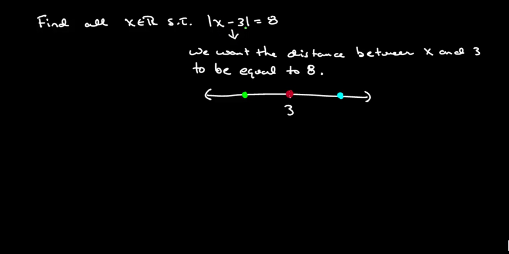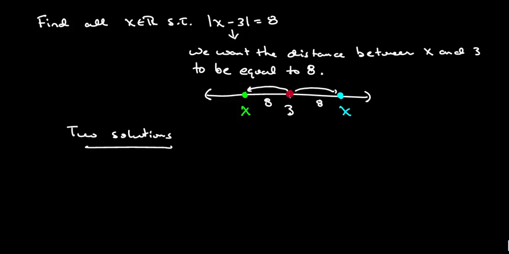We want the distance, because that's what absolute value means: distance. So the distance between some value x and some number 3 should be 8. What I need is for this distance right here to be 8, and I also need this distance right here to be 8. So notice that there are two solutions.